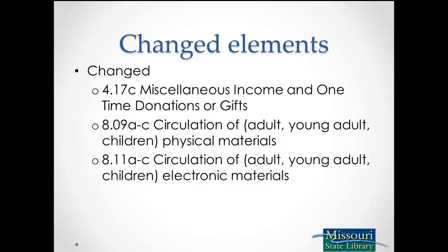The word physical was taken out of parentheses and reordered for questions 8.09a through c, and likewise for the word electronic in questions 8.11a through c. The definitions for 8.09a through c, circulation of adult, young adult, or children physical materials, changed to include the interlibrary loan transactions borrowed for users. The definitions for 8.11a through c changed to include circulation or use of Overdrive, Freading, and Hoopla collections.